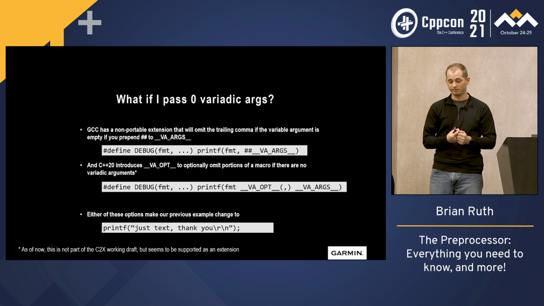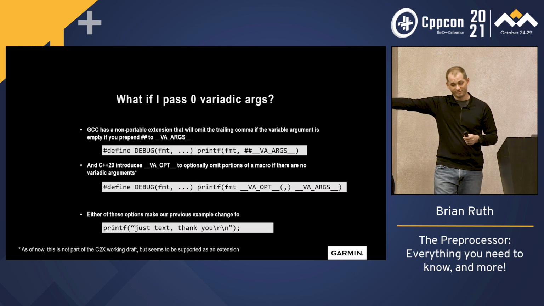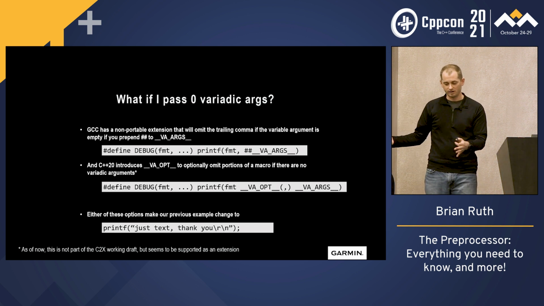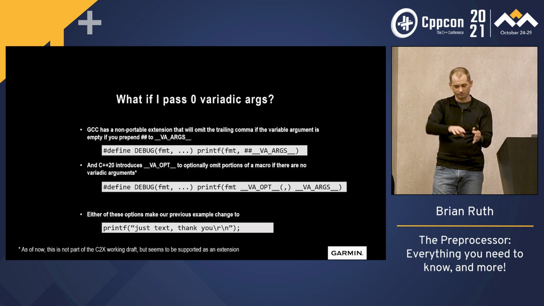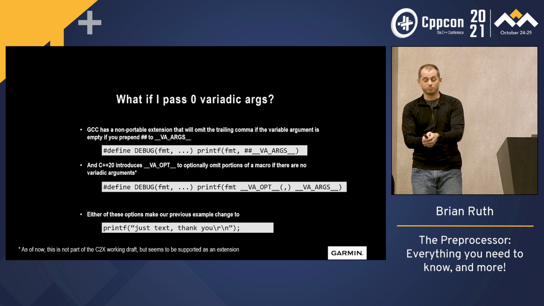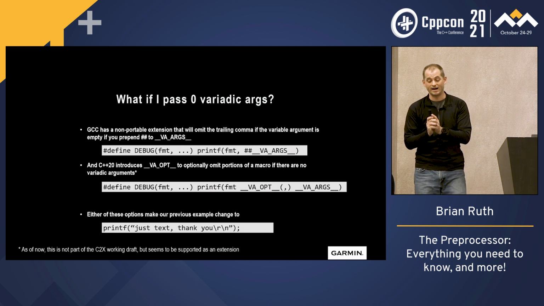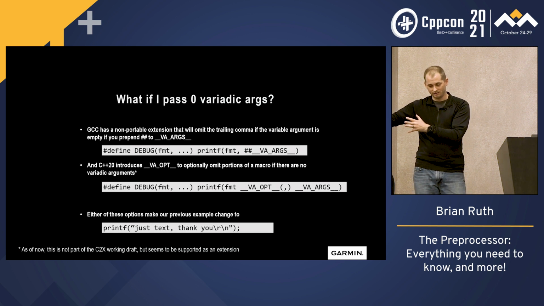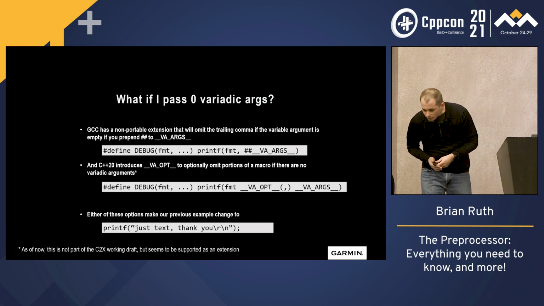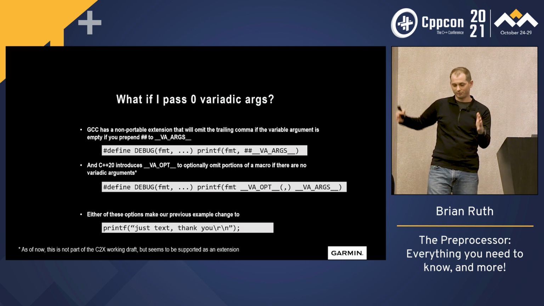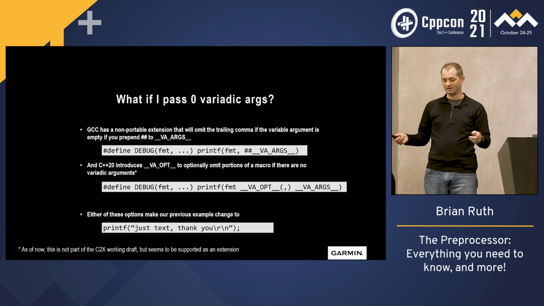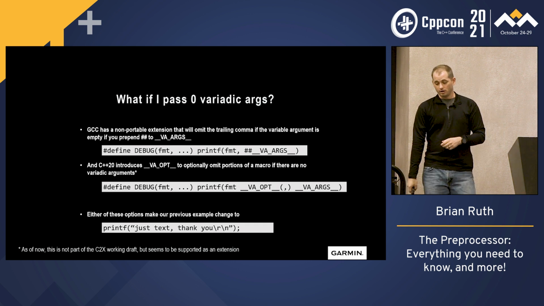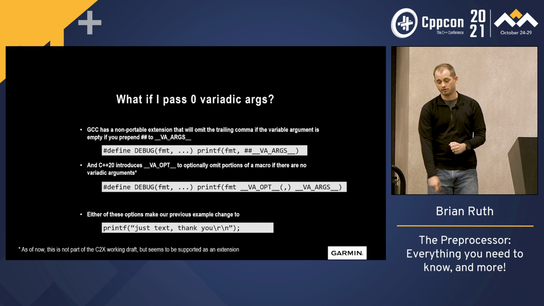So in GCC, if you ever see the double pound sign before __VA_ARGS__, there's an extension that will actually say, if there are no VA args, then don't put the comma in there. Just ignore that portion of it. And then in C++20, you actually get this __VA_OPT__, which will optionally omit any text that is inside of it. Actually, you're supposed to include everything around it, not just the comma, so that's a typo there. But it'll include everything inside that __VA_OPT__ if there are no VA args. And then either of those options will make it perform how it should.